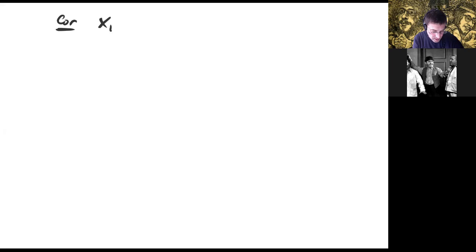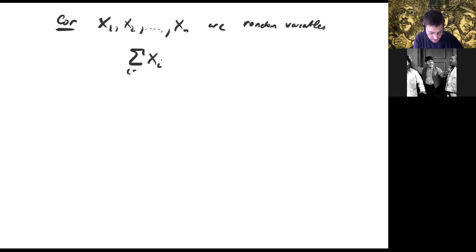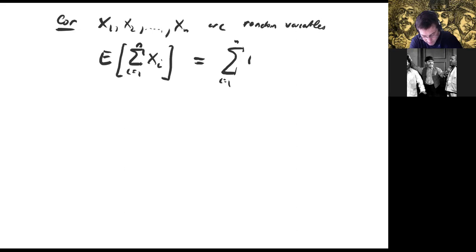If X1, X2, etc., maybe you have n of them, are random variables on the same sample space, of course, then we can form the sum of all the random variables, i goes from 1 to n, and we could ask what the expected value of the sum is. And the answer is the expected value commutes with sums. It's the sum, i goes from 1 to n, of E(Xi). And the proof is very simple.